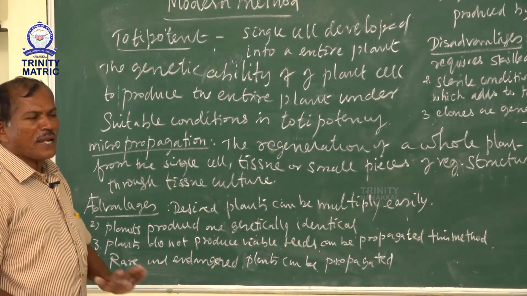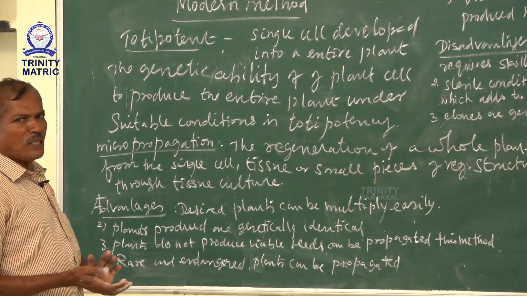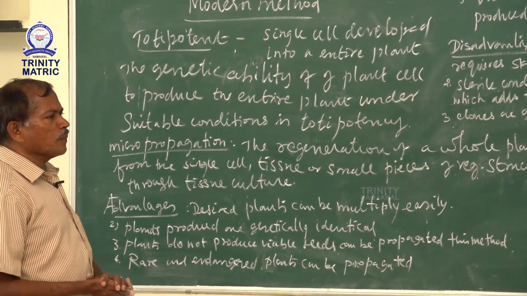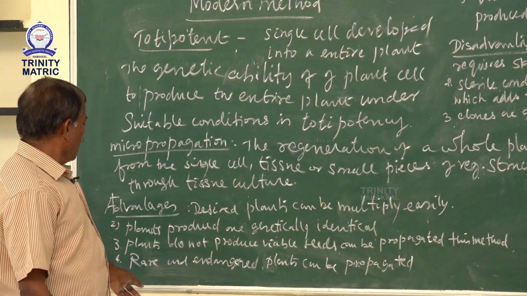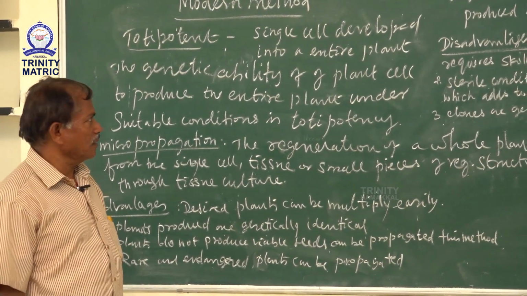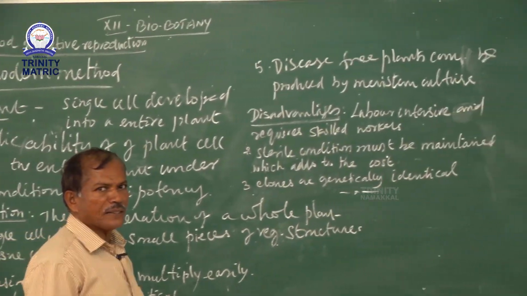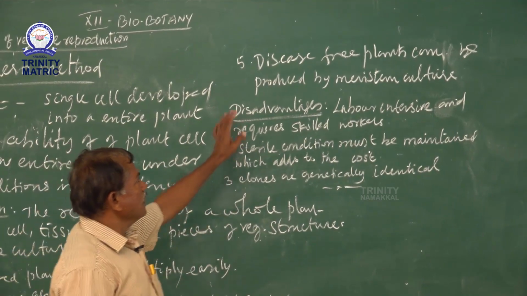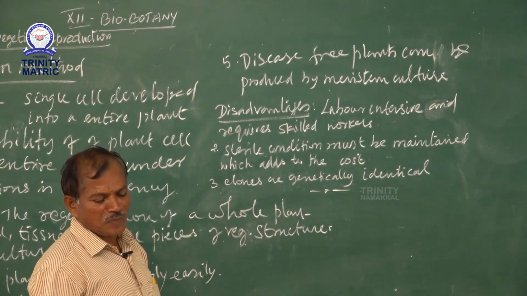This method can be used for propagation. Some plants, for example pineapple, do not produce seeds, and they are also easily propagated by this method. Rare and endangered plants can be propagated very easily by this method. Disease-free plants can also be produced by meristem culture.